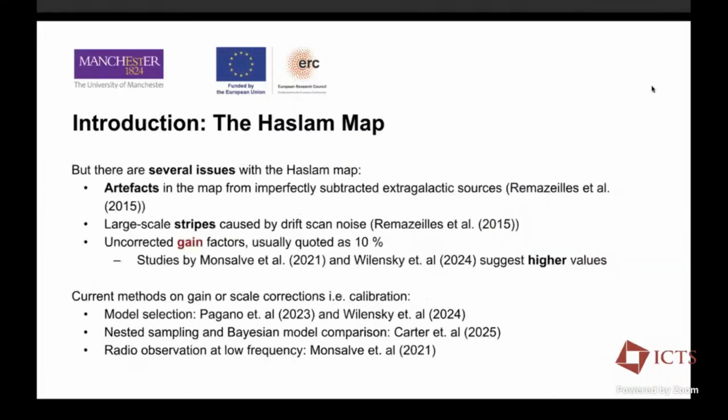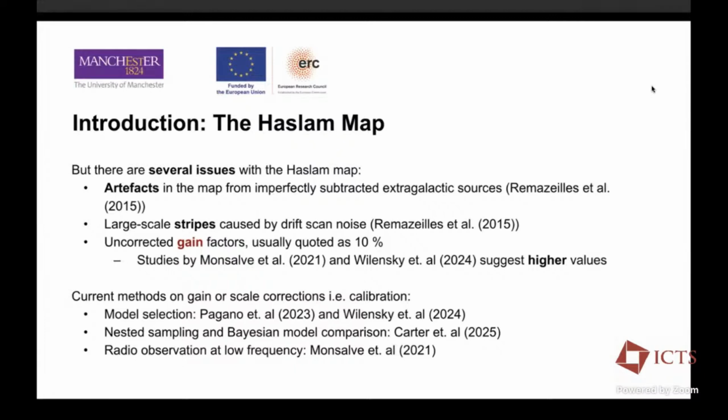However, there are several issues with the Haslam map. First, there are artifacts in the map from imperfectly subtracted extragalactic sources. Then there are large-scale stripes caused by drift scan noise. These two have been addressed in a previous work in 2015. But there are also uncorrected gain factors. It is usually quoted as around the 10% level, but studies by Monsalve 2021 and Wilensky 2024 have shown that the values could be higher.